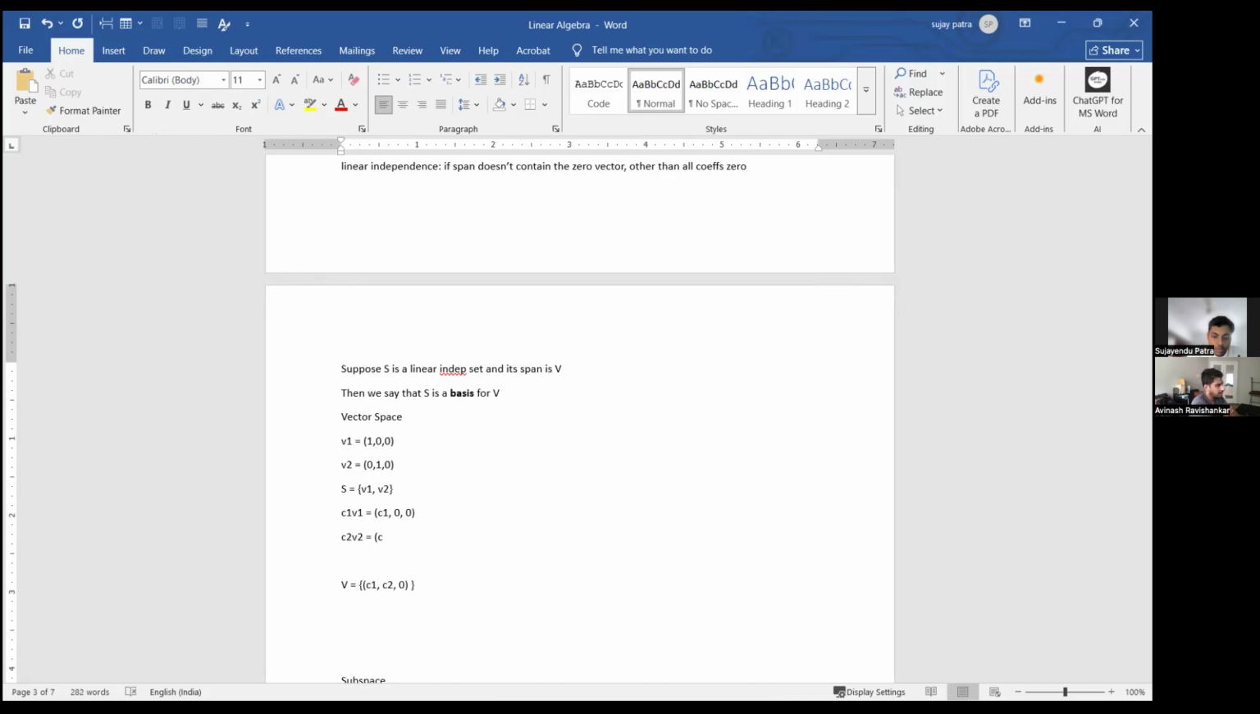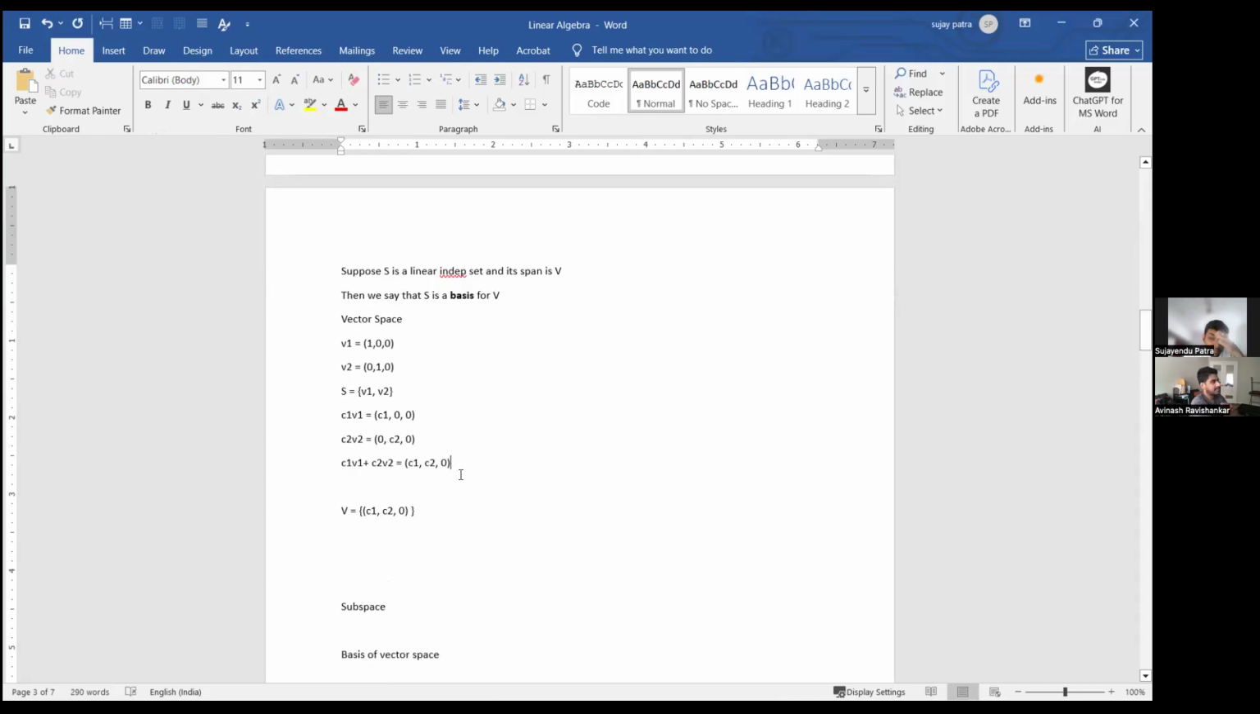Okay. 0, C2, 0. And then I add these two up. So C1 V1 plus C2 V2 is C1, C2, C2. Make sense? Is there a name for the C1 V1 plus C2 V2? The linear combination. That's just linear combination.